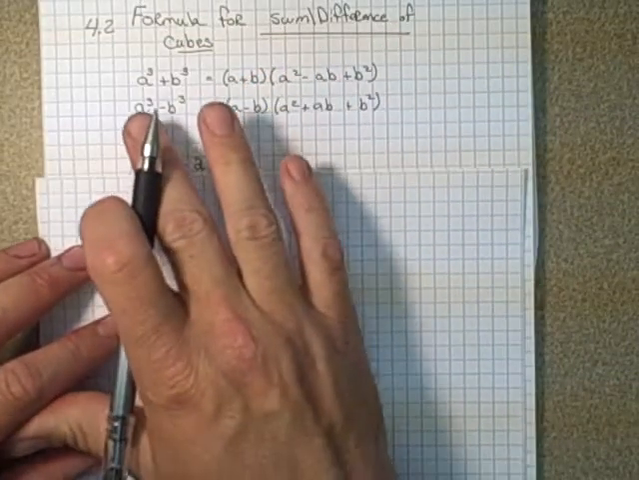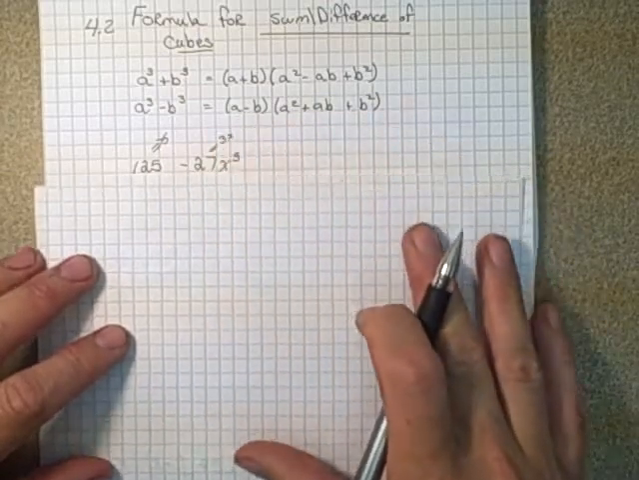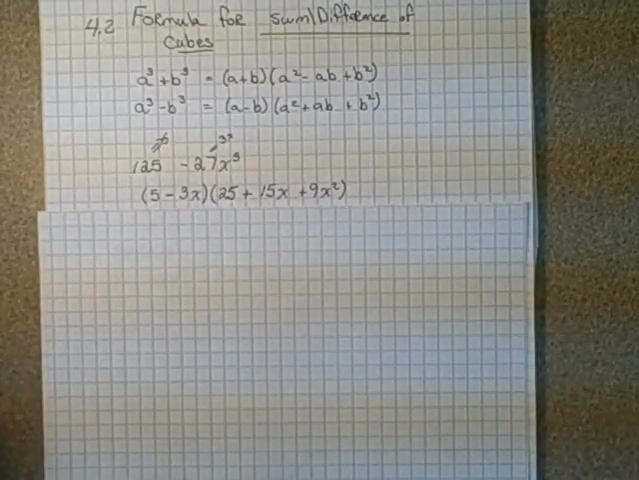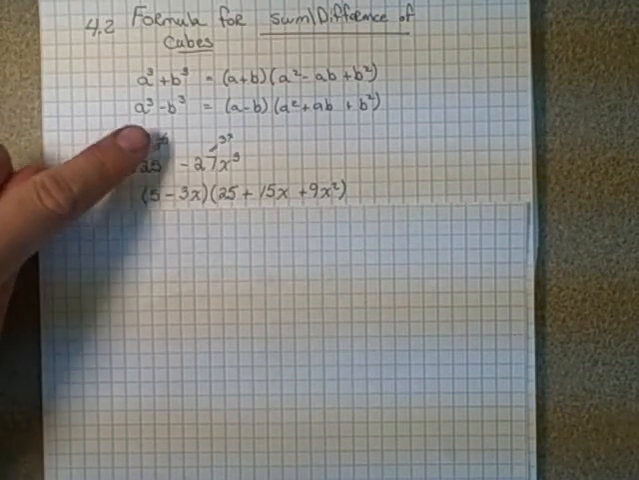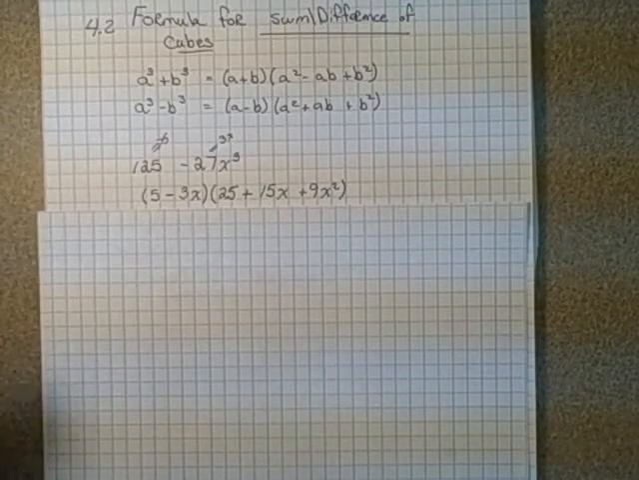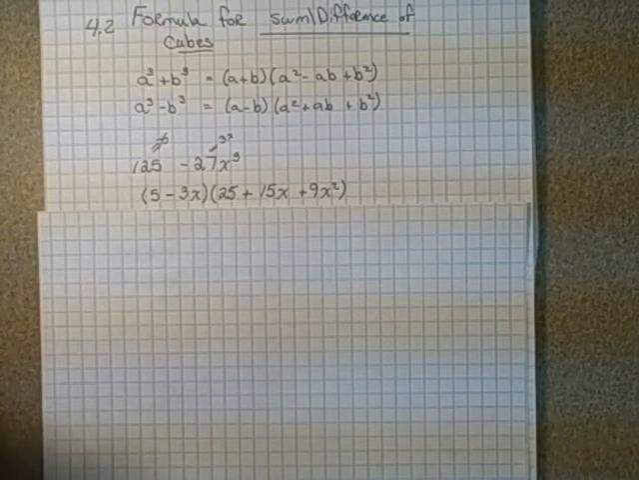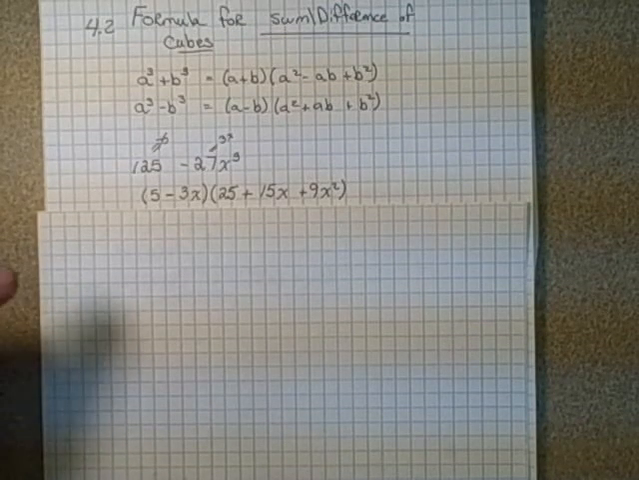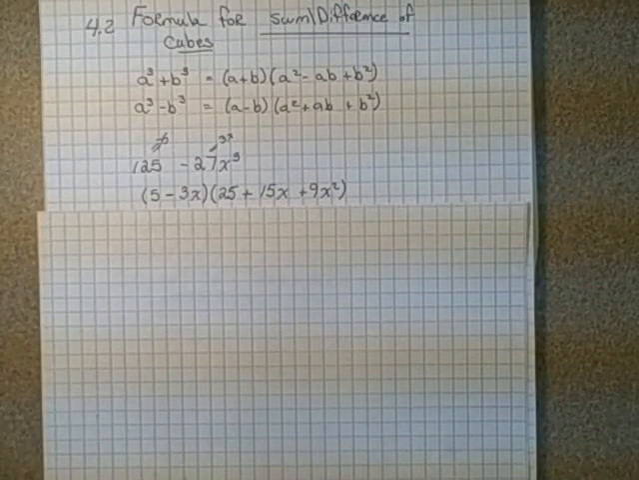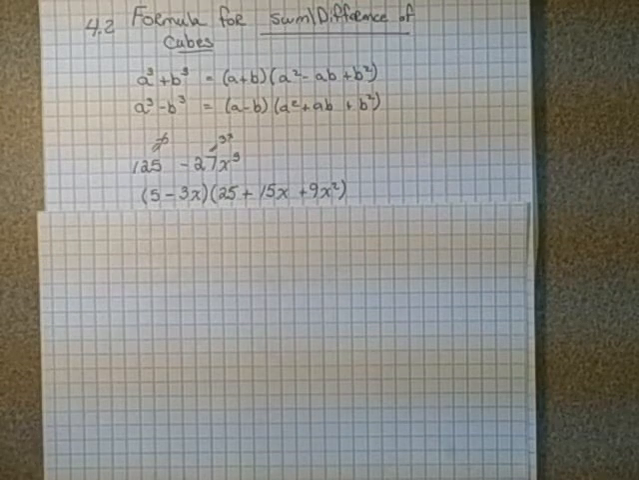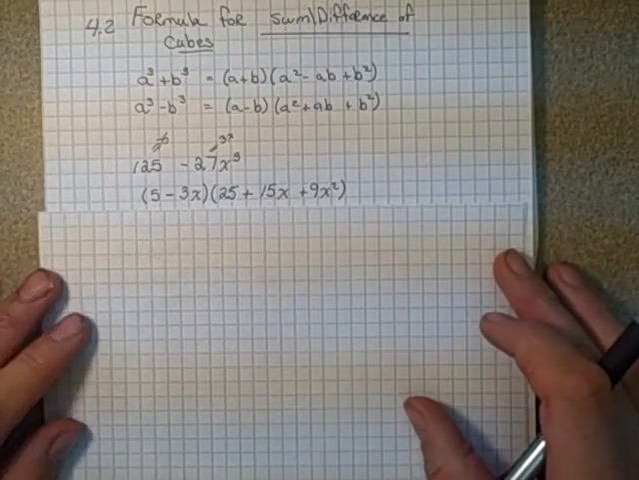Then you just plug that into the formula, which I did here. 5 minus 3x, times 25, because a squared would be 5 squared, plus 15x, that's positive a times b, which would be 5 times 3x, plus b squared, in our case 3x squared, which is 9x squared, pardon me. And that would be our first example.